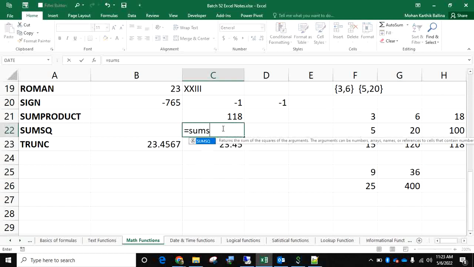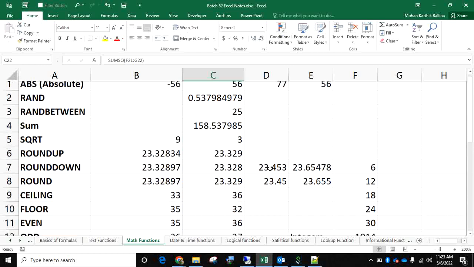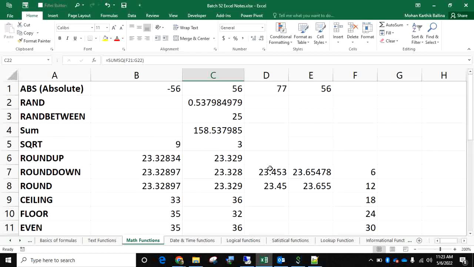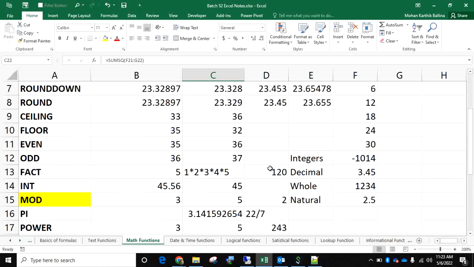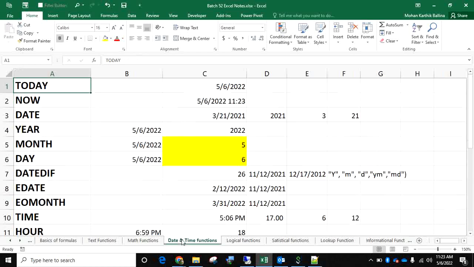First it will do the... you got it right, SUMSQ and SUMPRODUCT. Okay, first it will do the product, then do the sum. Okay, this is all about mathematical functions. Next, date and time functions.